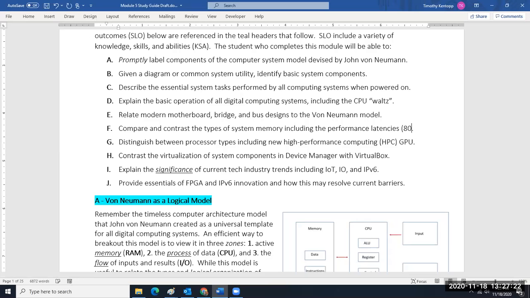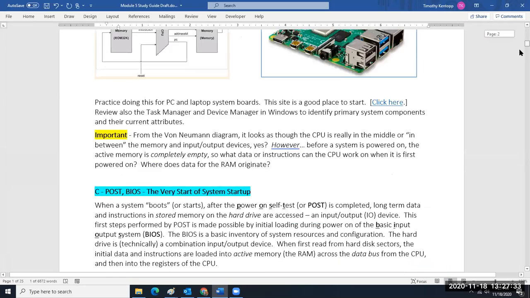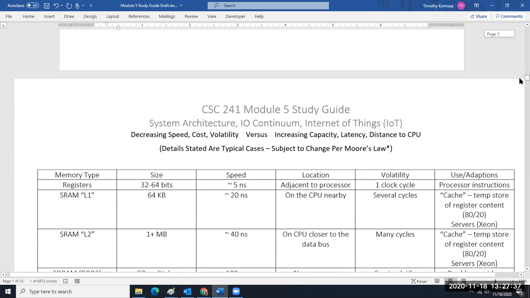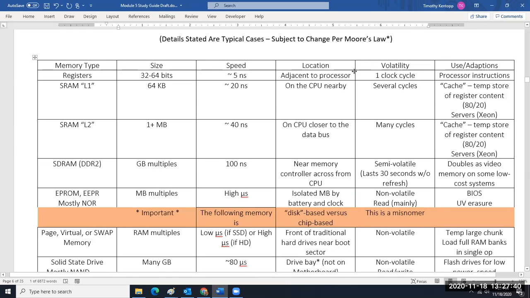I'm going to get back to this in just a second. Everybody help me remember 80-20. So what's the 80-20 rule? A long time ago, efficiency experts figured out that you use 20% of your resources 80% of the time. So if you have data and instructions, 20% of your data and instructions are used 80% of the time.